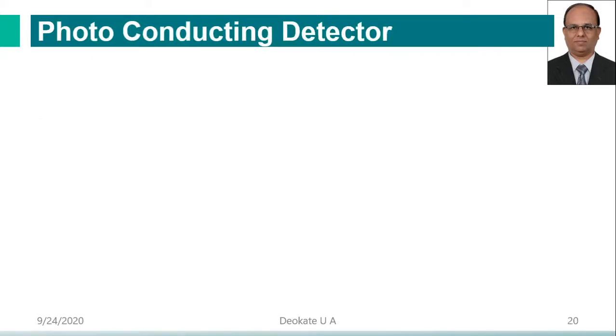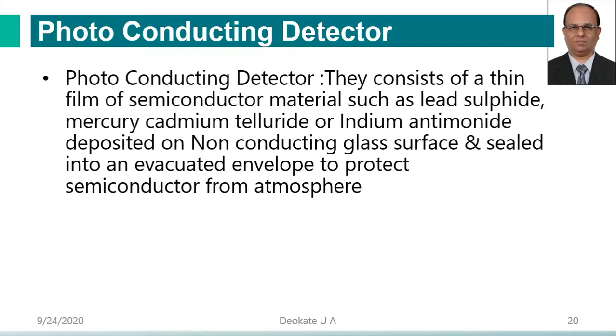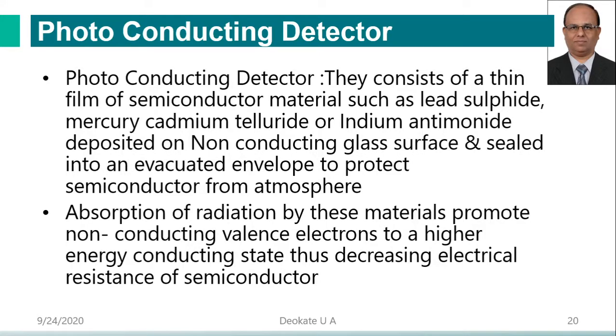Then some instruments also use the photoconducting detector. Photoconducting detectors consist of a thin film of semiconductor material such as lead sulfide, mercury cadmium telluride, or indium antimonide, deposited on a non-conducting glass surface and sealed into an evacuated envelope to protect the semiconductor from the atmosphere.